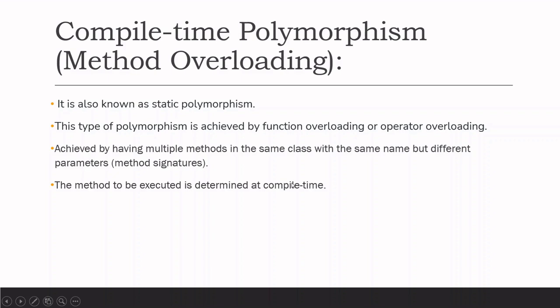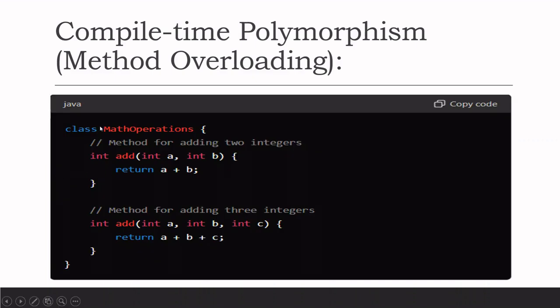Let's take the example of compile time polymorphism, which is method overloading. So this is one class, MathOperations. We have one method which is add, with two parameters, int a and int b. So we are adding a plus b. In the same class we have the same add method but with different parameters. Now we have three parameters: int a, int b, and int c.